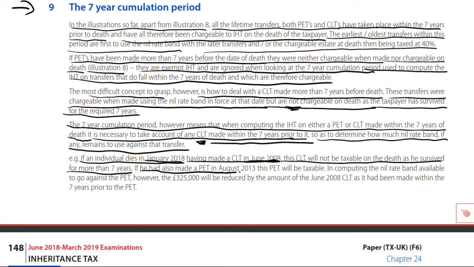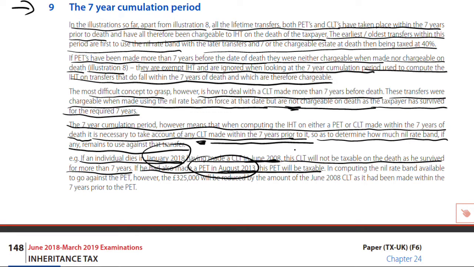If he'd also made a PET in August 2013, then that PET will be taxable. Died January 2018, PET August 2013, the PET will be taxable, because that's within 7 years of the date of death, as per normal. So we need to know, when taxing that PET, what nil rate band, if any, would be available. Now, what you cannot do here is simply look at the PET as the only transfer made in the 7 years before the date of death, in August 2013. You cannot say, so that means I've got all of the nil rate band available to go against this PET.